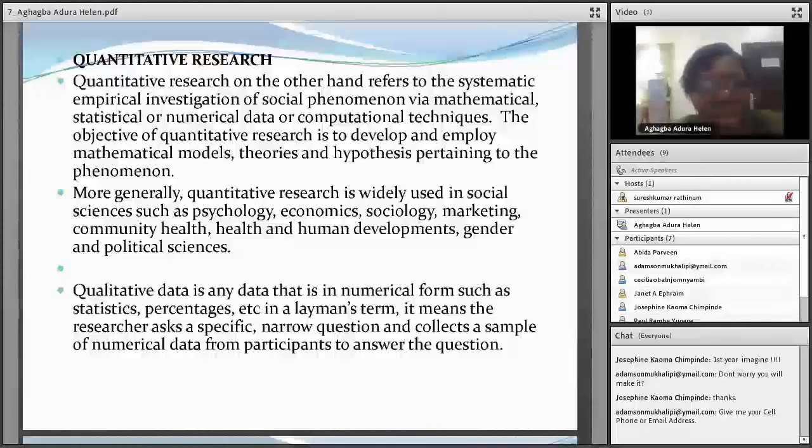sociology, community health and human development, gender and political sciences. Quantitative data is any data that is in numerical form, such as statistics, percentages, etc. In layman's terms, it means a researcher asks a specific narrow question and collects a sample of numerical data from participants to answer the question.